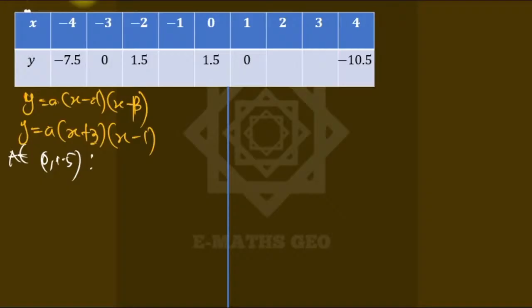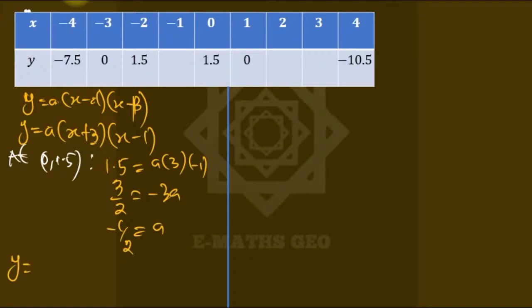Now y is 1.5 and x is 0. So I have a times 3 times minus 1. And we know that 1.5 is 3 over 2. So this 3 over 2 is minus 3a. Solving for a, we get minus 1 over 2. So the function now is y equals minus half times x plus 3 times x minus 1. That's the quadratic function.